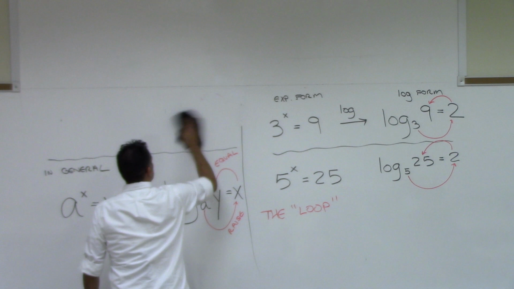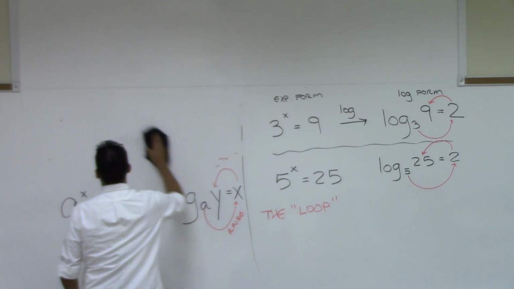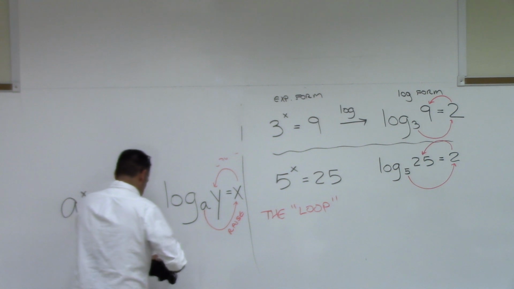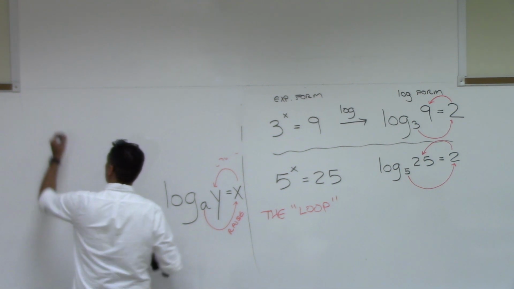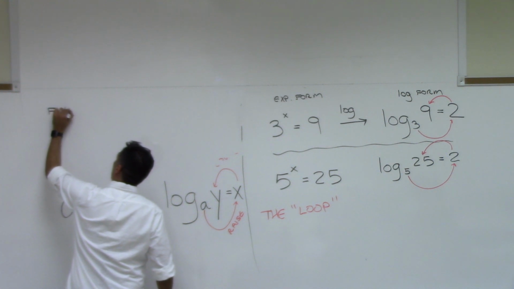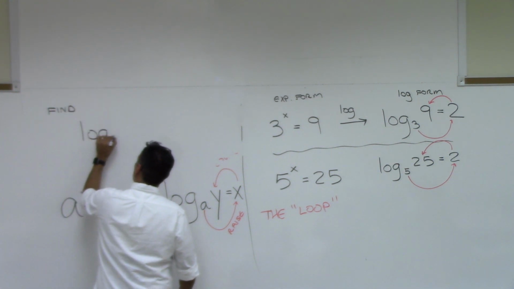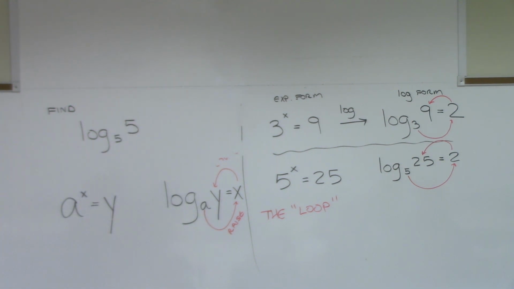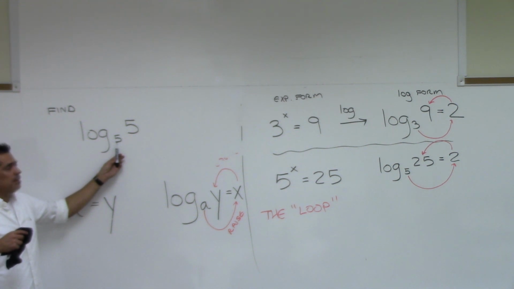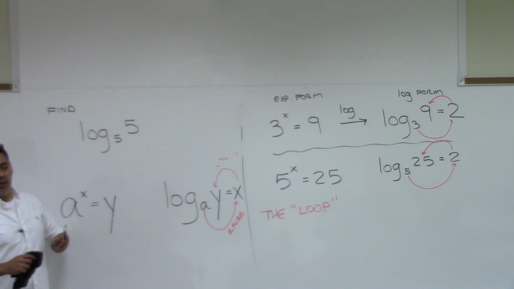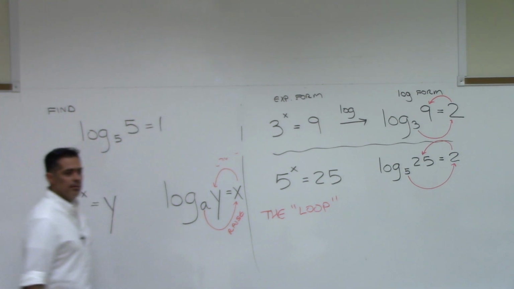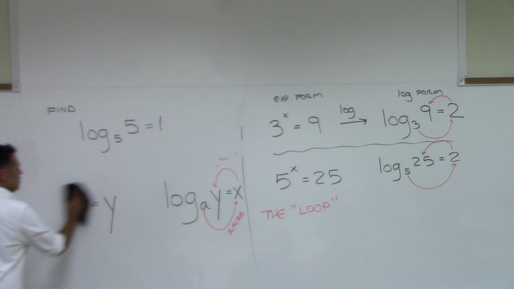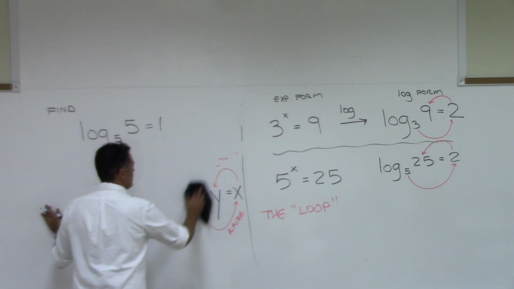I'd like to ask you the value of some logs again. Find the value of log base 5 of 5. So what is the question that's asking? What power will make 5, 5? So 5 raised to what power gives you 5? 1. Right? 5 to the first power gives you 5.